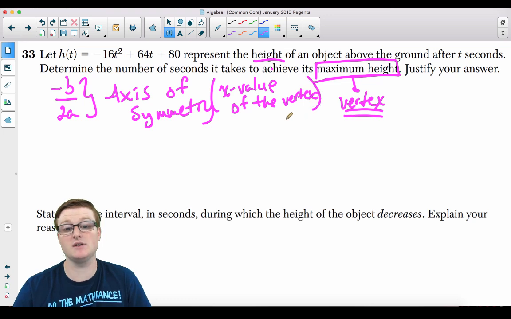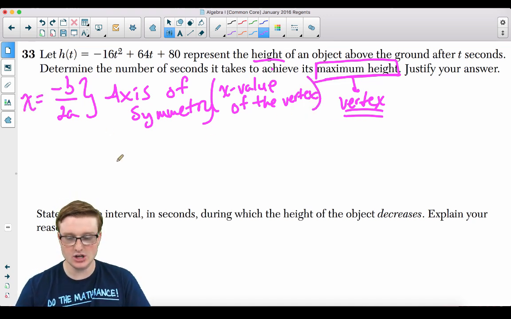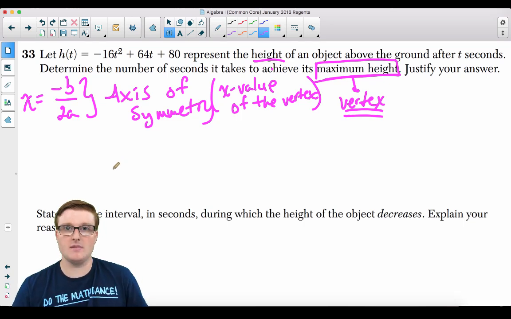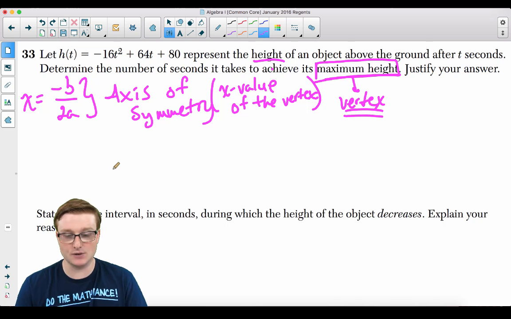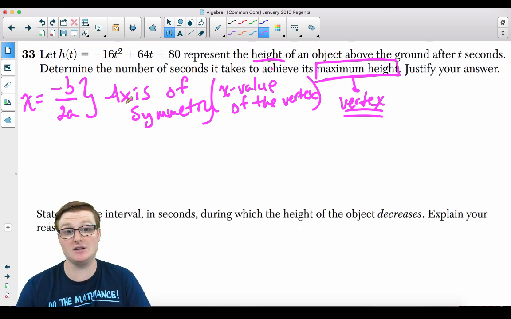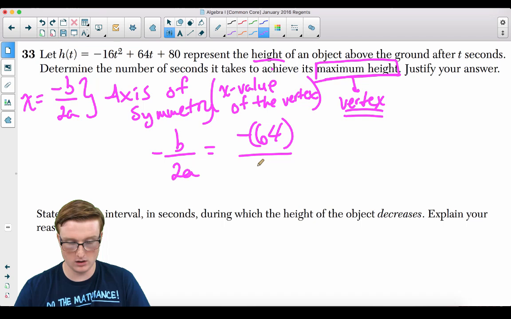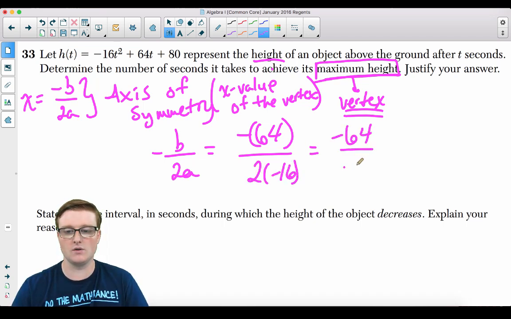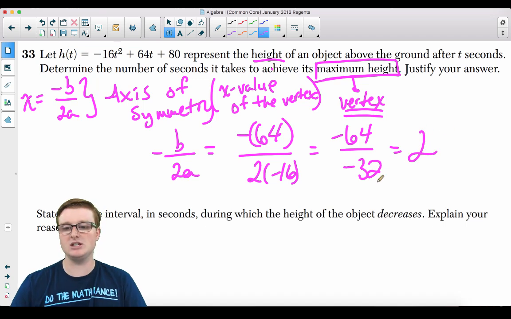It gives you the x value of the vertex, because this is x equals negative b over 2a. So, I'm just going to read you my answer key. H of t achieves its maximum height at its vertex. Use the axis of symmetry formula, negative b over 2a, to find this x value. Great. So negative b over 2a, that's going to be negative 64 all over 2 times negative 16. That's going to be negative 64 over negative 32. That's going to be 2.